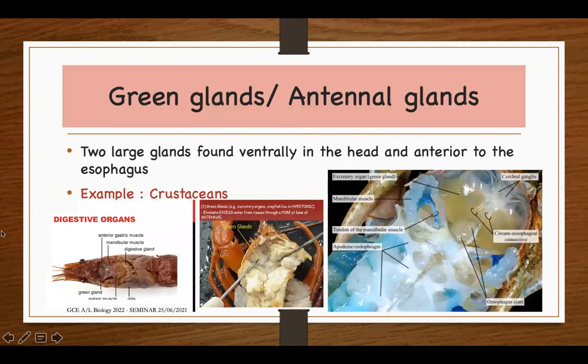Green glands, or antennal glands. Now, in crustaceans, most of the animals like crabs and prawns, especially, you have learned about the phyla. So there are two large glands found ventrally in the head and anterior to the esophagus. Here, the green gland is found in the prawn, and here also I've given several images of the green gland. These are found especially in crustaceans, ventrally in the head and anterior, in front of the esophagus. So green glands, also called antennal glands, are found in crustaceans.